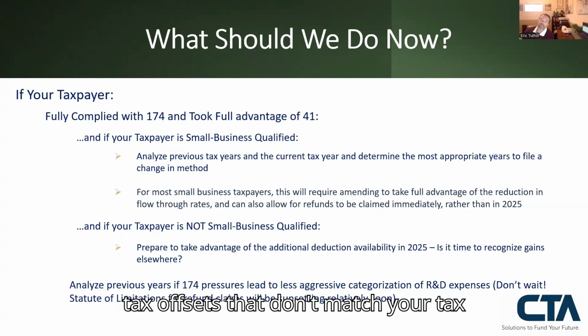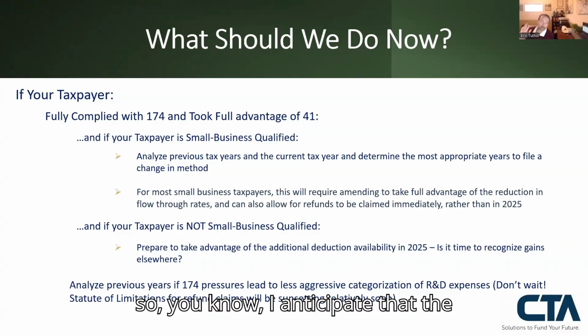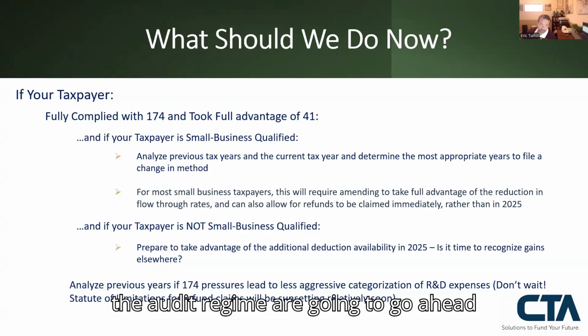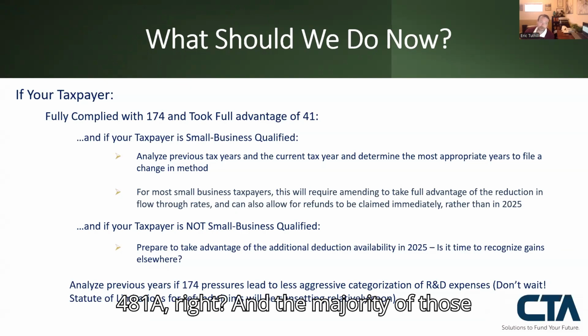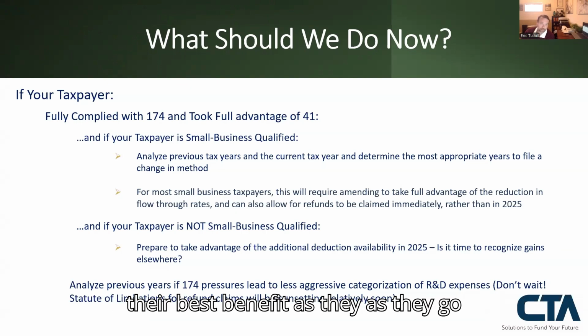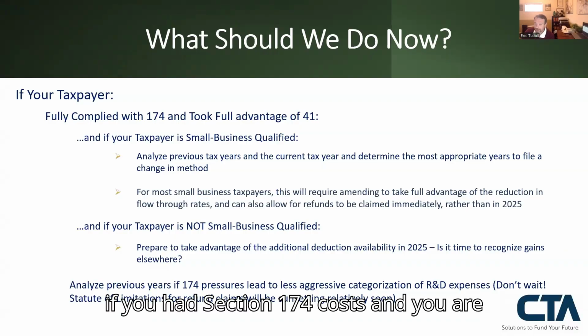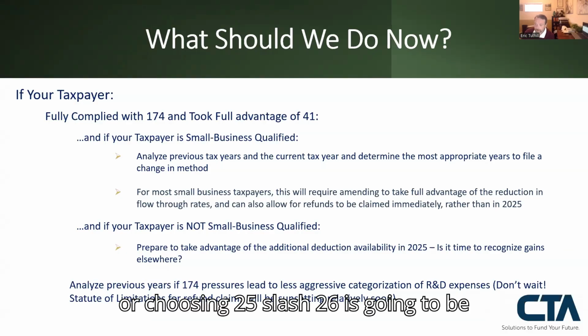But if you have tax offsets that don't match your tax liability in that particular year, they can just fall off completely. Right? And so I anticipate that the majority of people who fall underneath the audit regime are going to go ahead and just do the full expensing with 481(a). And for the majority of those folks, that's going to be their best benefit as they go through that process. So if you had Section 174 costs and you are a partnership, most likely choosing 25/26 is going to be your best benefit.